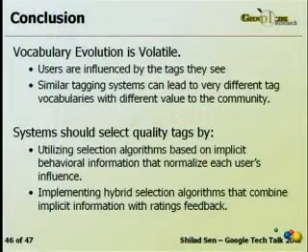OK, so that's my talk. I'm going to just summarize what we talked about. We talked about vocabulary evolution. We saw that users are influenced by the tags they see. We saw that vocabulary evolution is pretty volatile. Quite different vocabularies can emerge. And we saw that vocabularies have different value. So it's important for designers to be careful about vocabulary evolution.